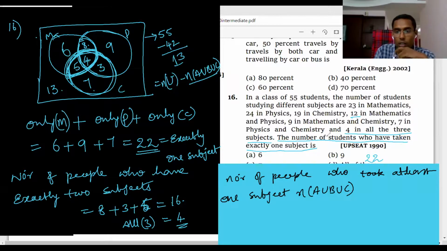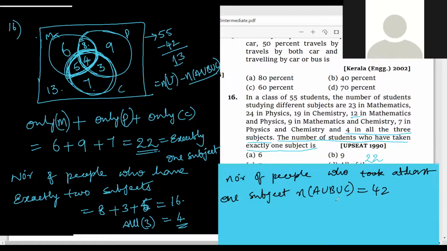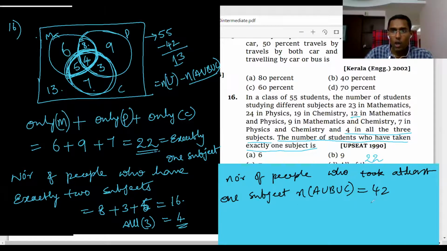Here he asked the number of students who have taken exactly one subject. Exactly one subject means either math only or physics only or chemistry only. That is 22. At least means what? Exactly one or exactly two or all three. At least one means one only or two only or all three.